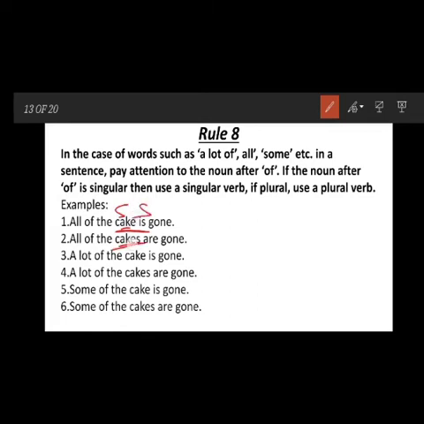But if we are talking about a plural form, we use a plural verb. If the noun after "of" is singular, use a singular verb. If the noun is plural, use a plural verb, the same way. Like, "A lot of cake is gone," and "A lot of cakes are gone." "Some of the cake is gone," "Some of the cakes are gone."